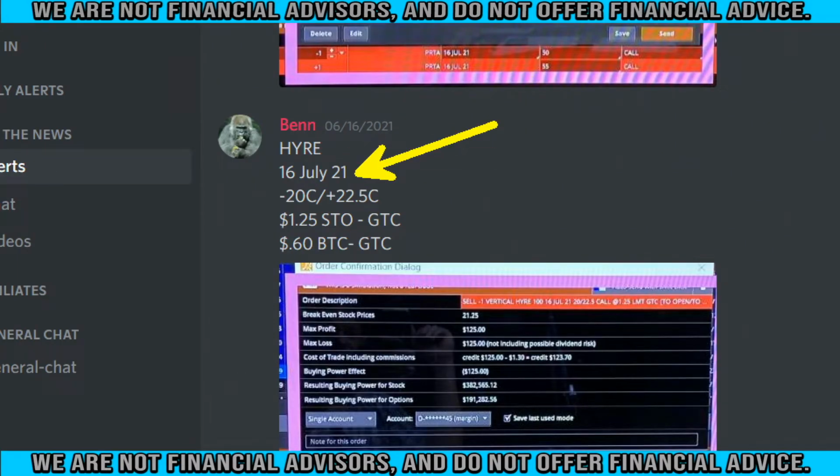We used the July 16th expiration. We sold the $20 calls. We bought the $22.50 calls for protection. We entered the option strategy with $1.25. And in this strategy, we're collecting premium and time decay, so we want the price to go down. And our target was 60 cents.